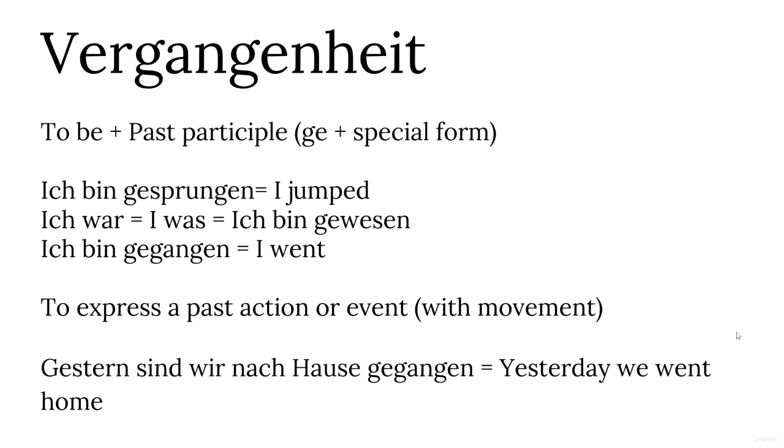If you can remember, if you want to say something like I was, you have two ways. You could either say ich bin gewesen, and gewesen is the special form of the verb sein. Ich bin gewesen, or you use the shorter form ich war. Ich war. Both versions are correct, however, people usually tend to use ich war more often.